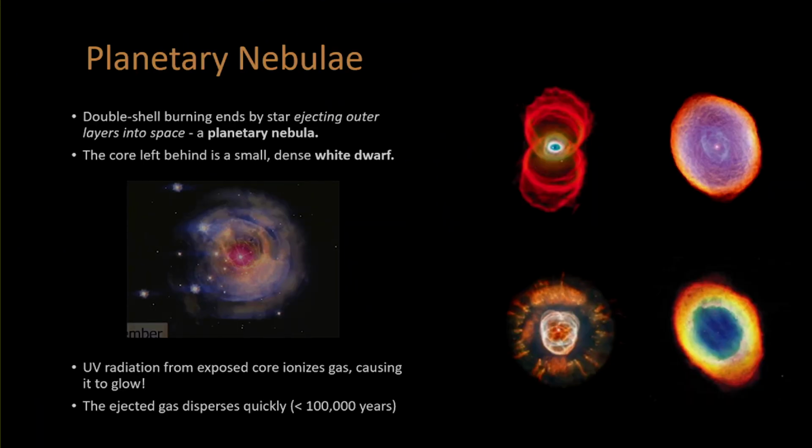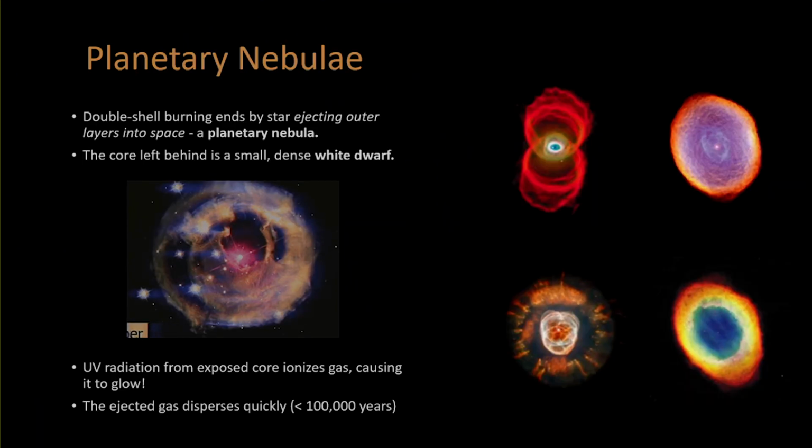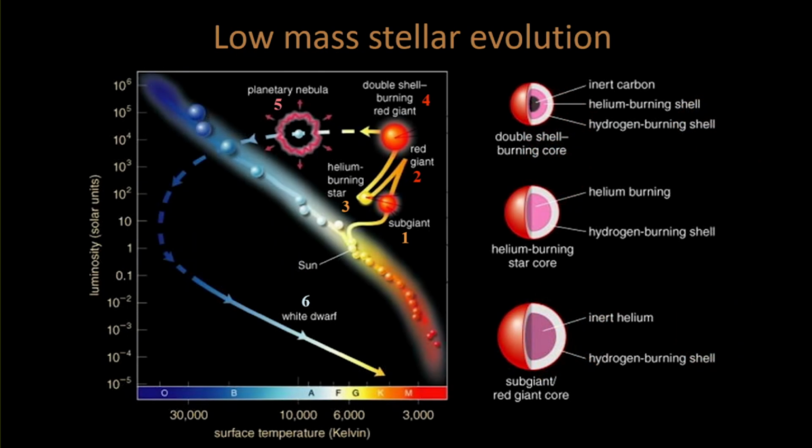What's left? That small, hot core. It's very dense, very hot, because it's been fusing. This now is our white dwarf star. You can see in one or two of the pictures there, you can kind of see an image there of that. Okay? So here then is just a quick summary.